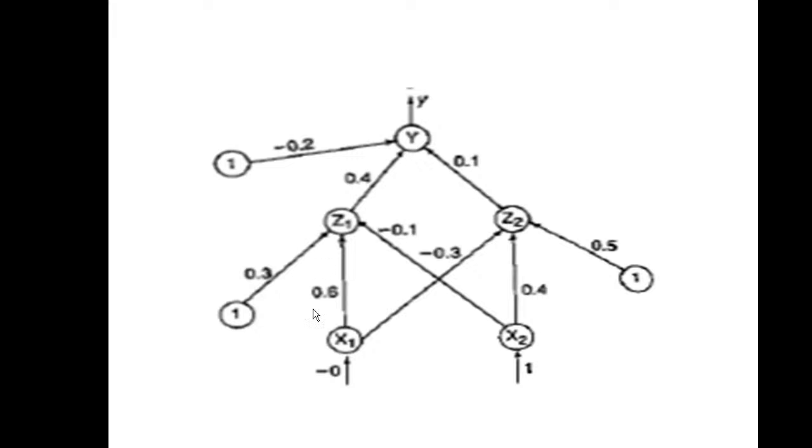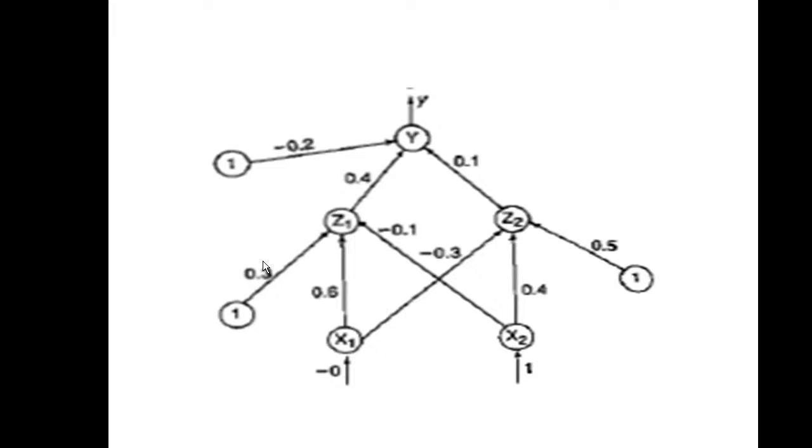Okay, so now for the Z1 we are writing what different weights are coming. From X1 coming, X2 coming, and this bias is coming. That's why I have written 0.6, that is V11. V21 is minus 0.1, and VO1 is 0.3.